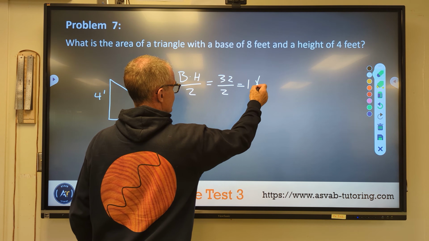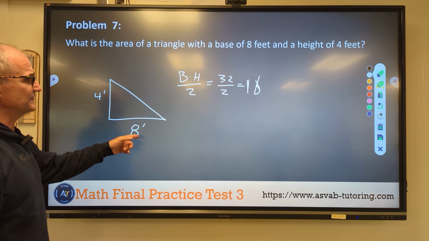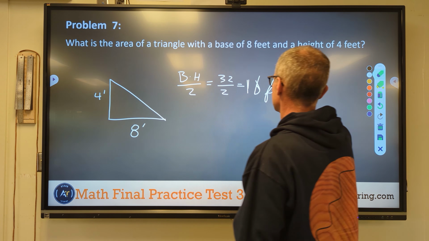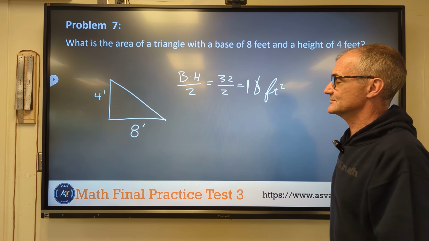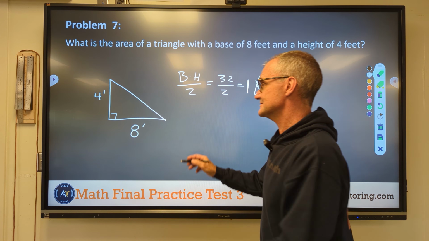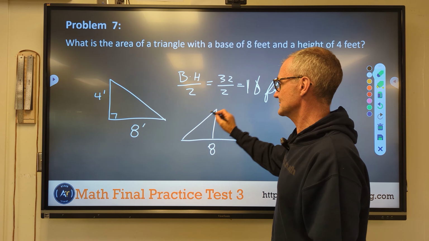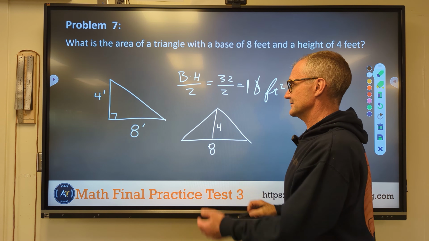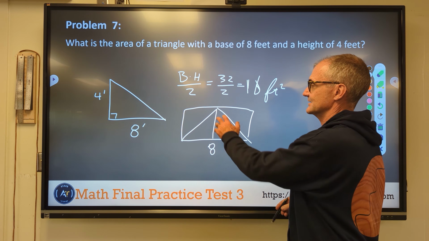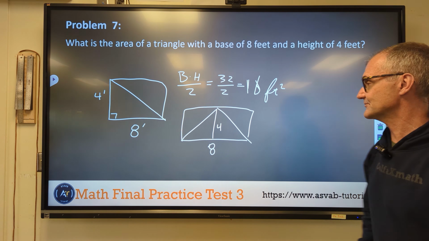Whoops. 16. And then here I have feet times feet. So feet times feet is square feet. So the answer is 16 square feet. Or if you're thinking, well, maybe it's not a right triangle like that, the answer is still going to be the same. If the base were 8 and the height were 4 and the triangle looked like that, the area is still 16, because you could see that's half of that rectangle, 8 by 4, just like this is half of that rectangle, 8 by 4.